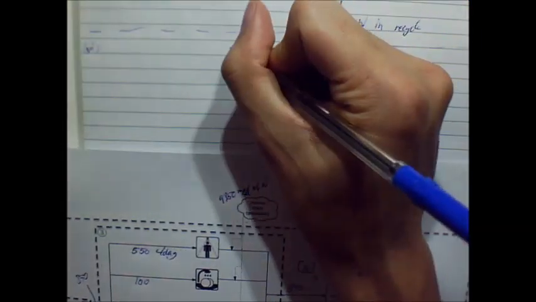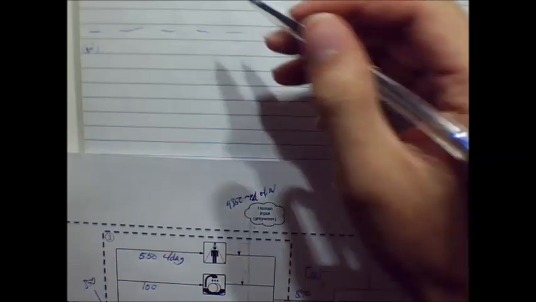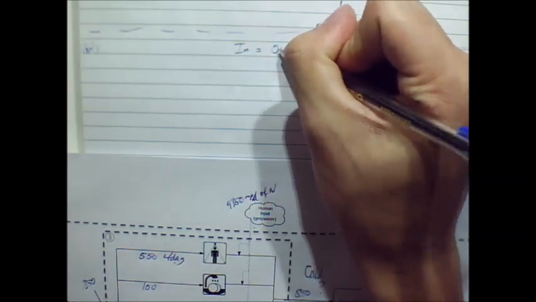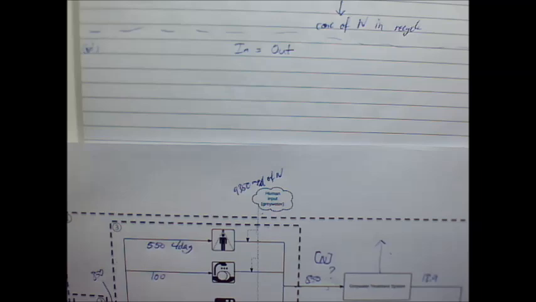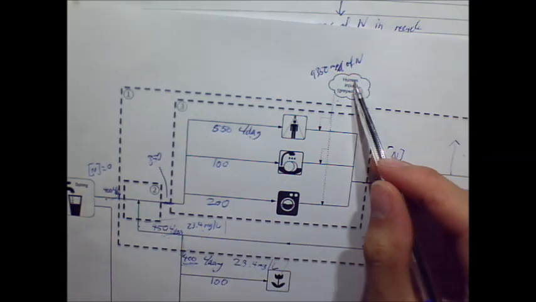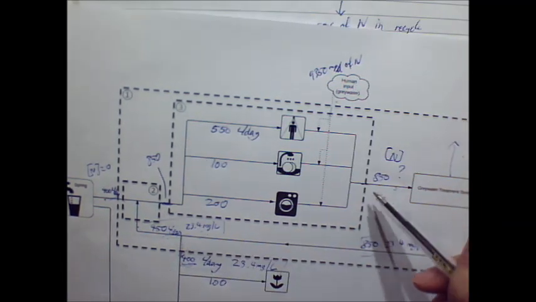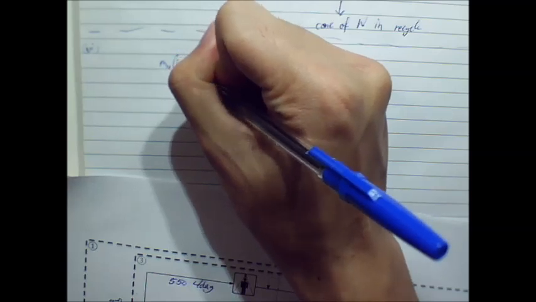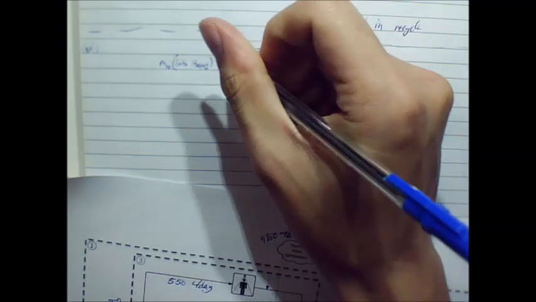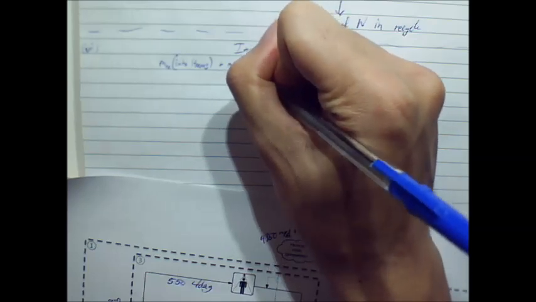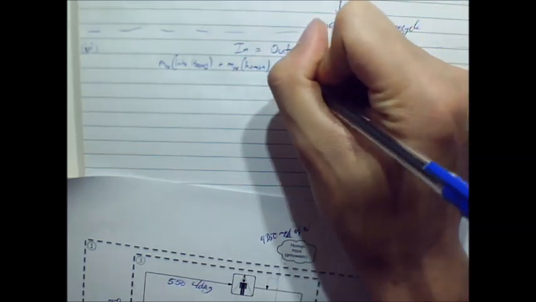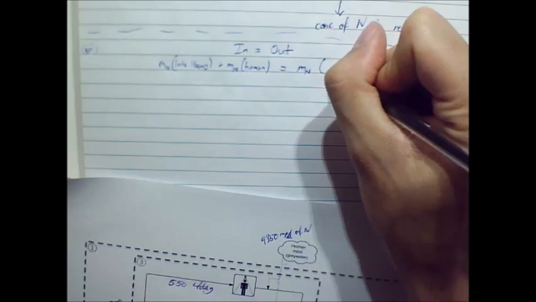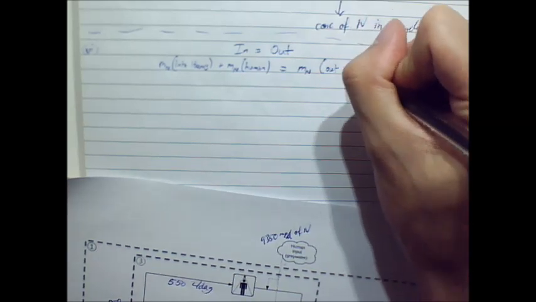Let's start a new section. Do all your initial assumptions, cancelling out, and you'll get back to input is equal to output. The in streams that we have: the human stream, this stream going into the household, and the stream coming out of the household. So input streams, we have nitrogen coming into the house plus nitrogen of humans equal to mass flow rate of nitrogen coming out of the house. That's what I call them.